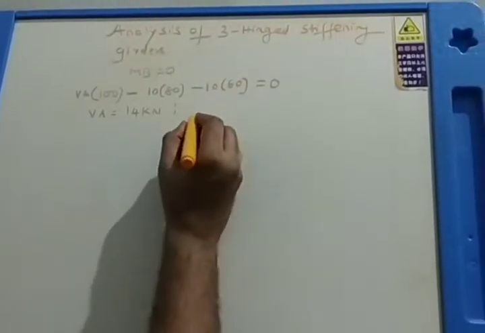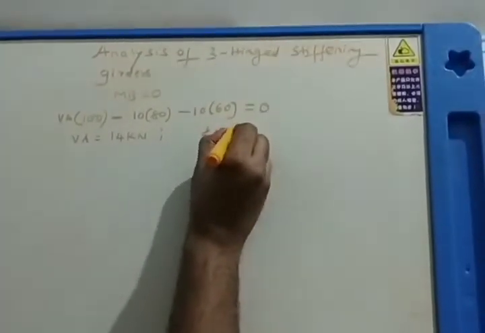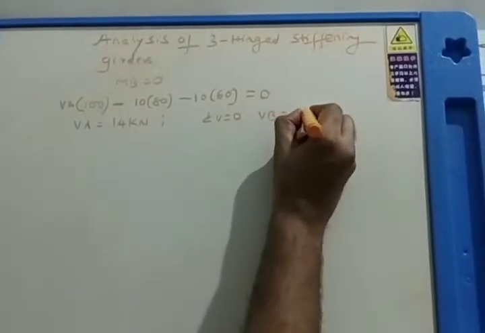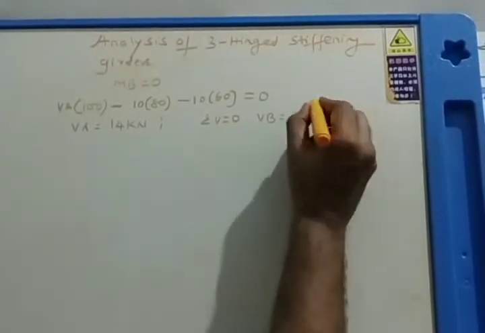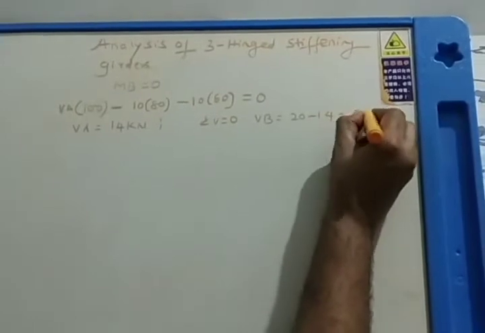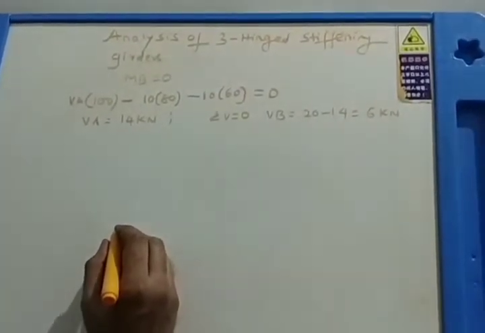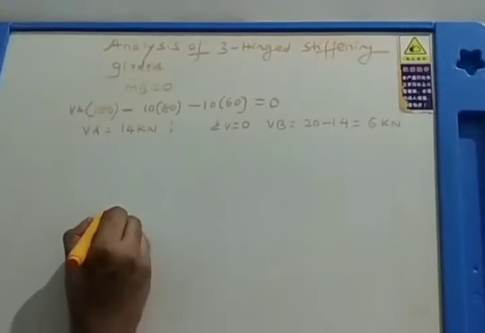Once VA is equal to 14 kN, total load is 20, you can write down sigma V equal to 0, then you will be seeing VB is equal to 20 minus 14, because total load is 10 and 10, that is 20, that is 6 kN. So the reactions of the girder are 14 and 6. Now let us draw the free body diagram of the girder first.